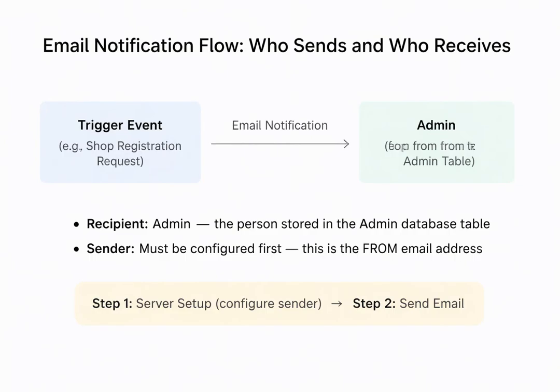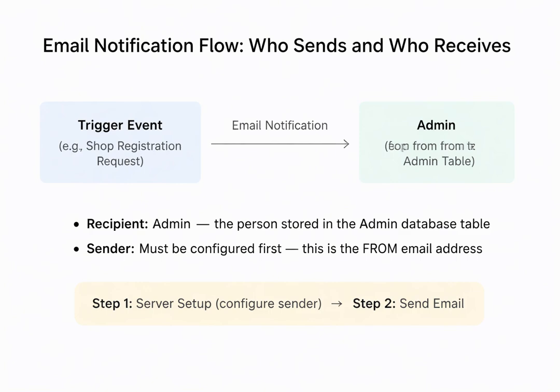So continuing from where we left off, when an email notification needs to go out, the first question is who receives it and who sends it. In this case, the email is being sent to the admin, the person stored in the admin database table. That part is straightforward. But the trickier question is, what email address does the email come from? That sender address has to be configured first before any email can actually go out.